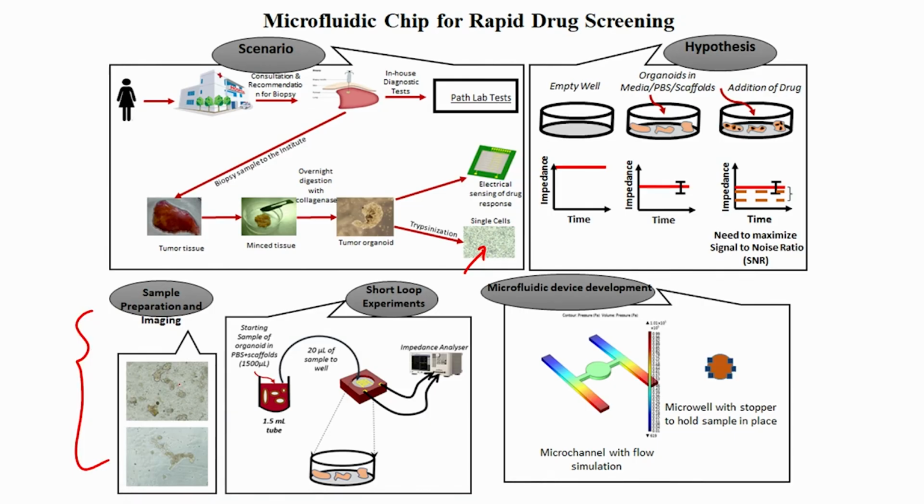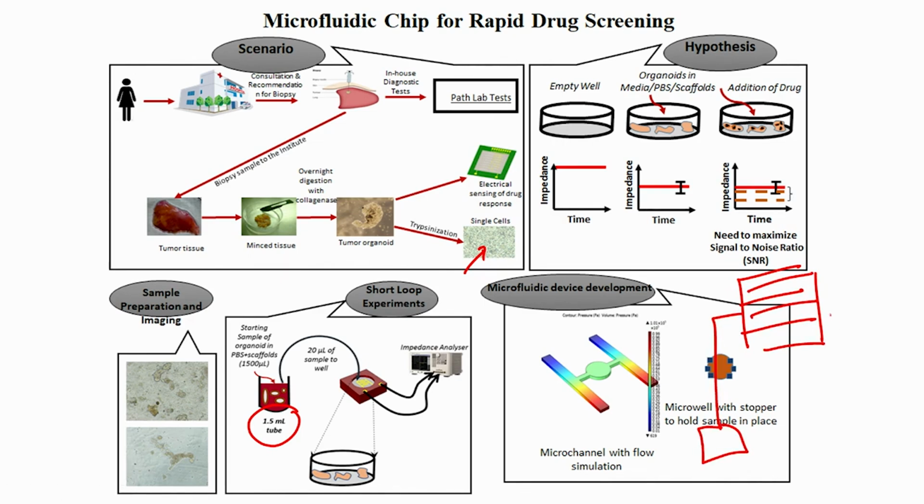So, once you have this sample, you load this sample in a 1.5 ml tube, and then 20 microliter of the sample you place on this particular chip. This chip is an impedance sensor. What I mean by impedance sensor is there are interdigitated electrodes like this, okay, and then there is a contact pad, another contact pad. So, there is a well like this, there is a well which you can see here, right.